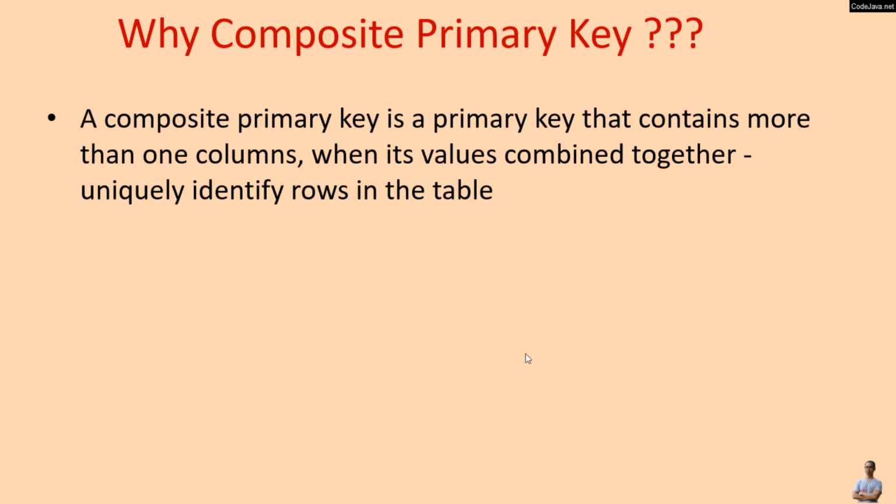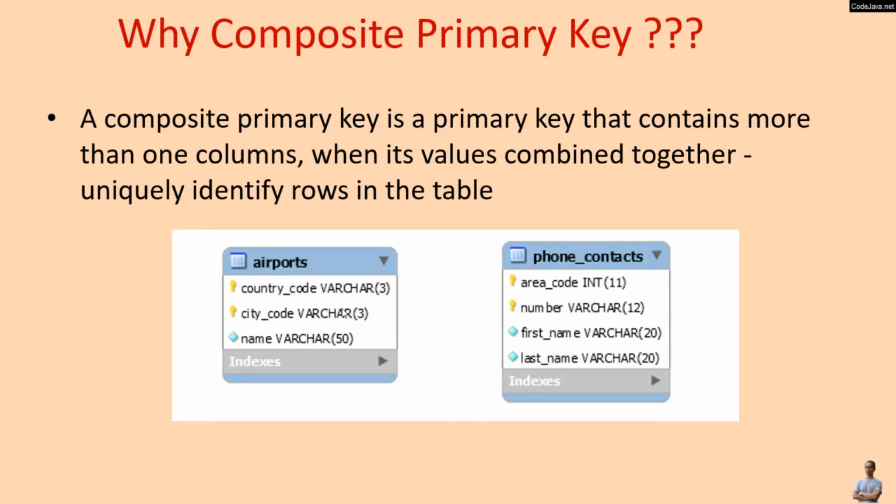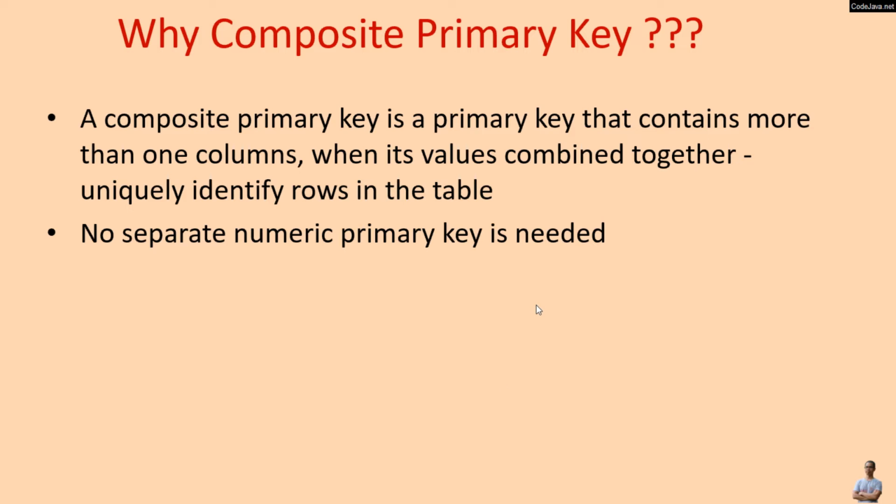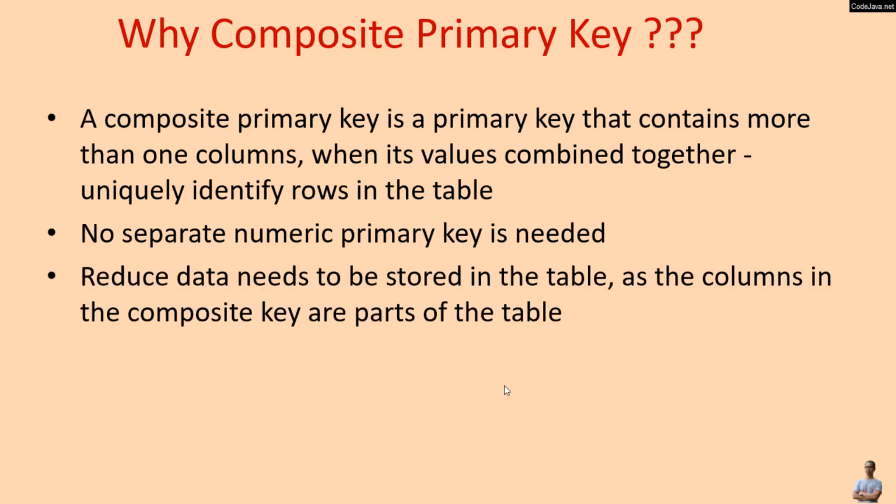So why composite primary key? You know, a composite primary key is a primary key that contains more than one column, and when its values combined together, uniquely identify rows in the table. Let's see a couple of examples. You see, the airports table has a composite primary key that consists of two columns, country code and city code. That means the values in the columns country code and city code, when combined together, uniquely identify rows in the airports table. And similarly, the phone contacts table has a composite primary key that consists of two columns, area code and number, and the values of these two columns, when combined together, uniquely identify rows in the phone contacts table. So using composite primary key, no separate numeric primary key is needed as usual. Thus, reduce the data needs to be stored in the table as the columns in the composite key are parts of the table.